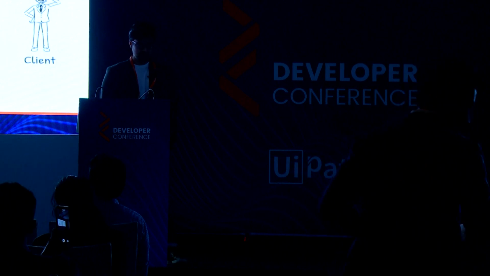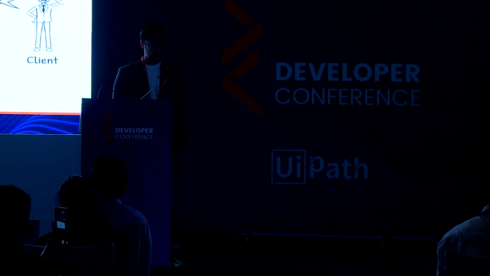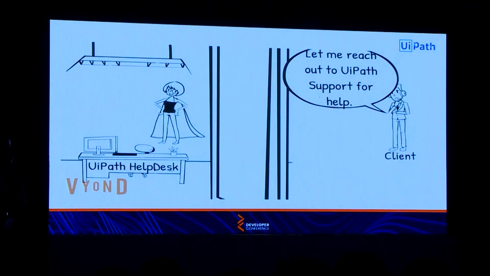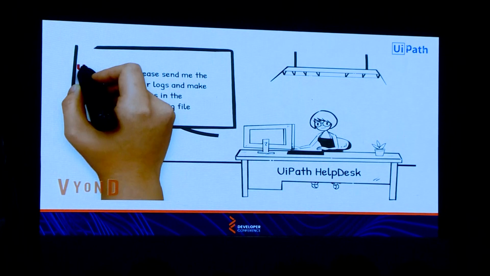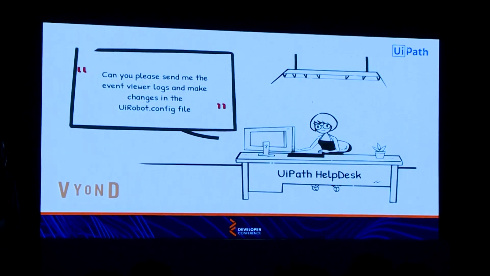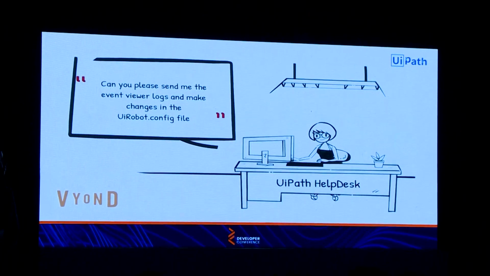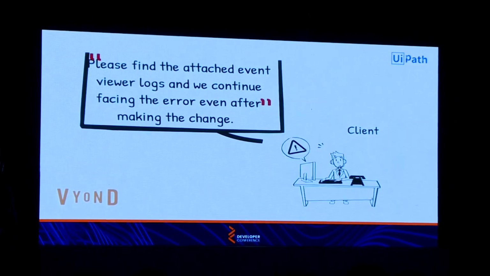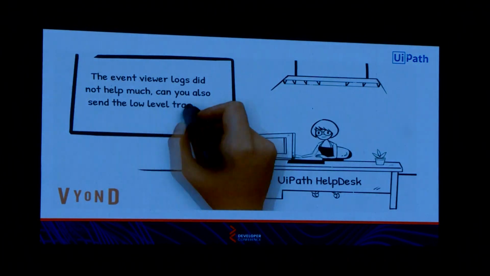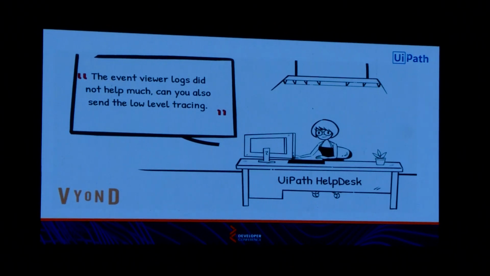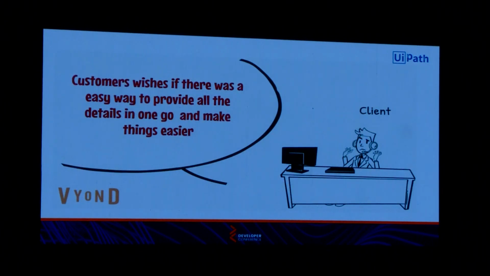My workflow is giving errors, and I am not sure how to troubleshoot this issue. Let me reach out to UiPath. They can help me come up with a solution, which they always do. And the agent asks for the event viewer logs and requests to make some changes in the configuration file. The customer receives an email from the agent and sends the event logs as requested. The event logs sent did not help much, and the agent requested low-level tracing. With the conversation going to and fro, the customer wishes there was an easy way to provide all the details to the agent.